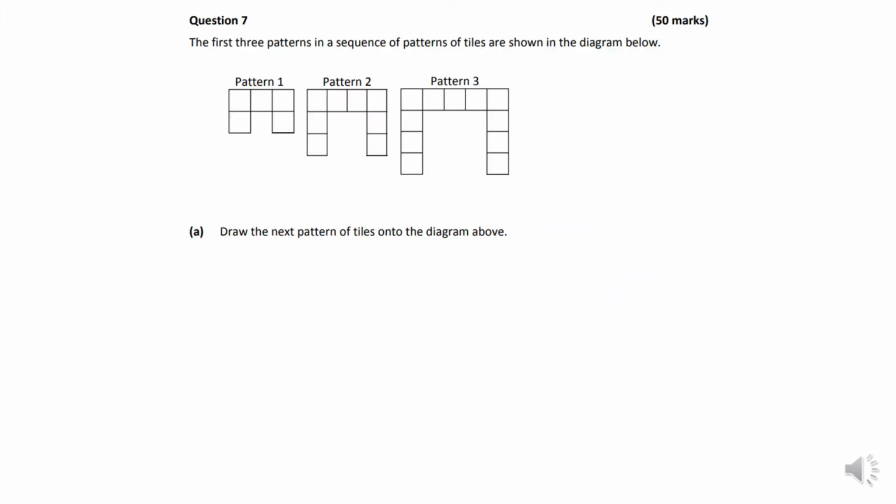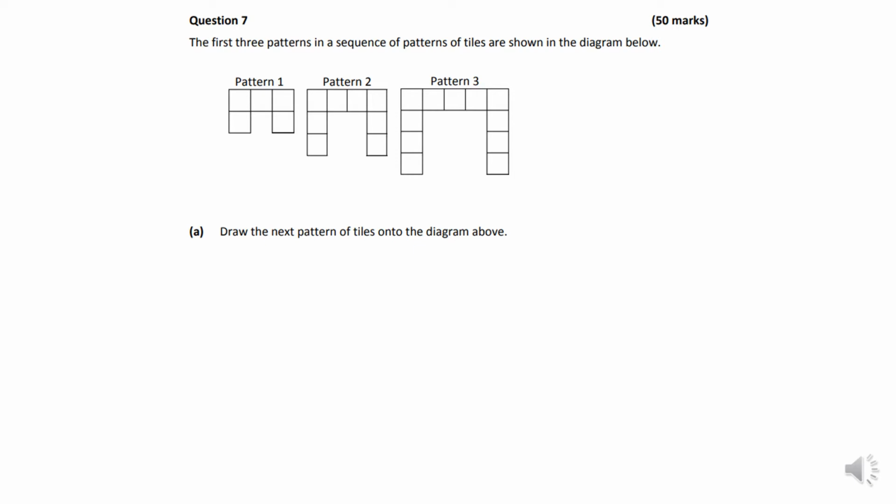And this is an exam question from section B of a paper worth 50 marks on sequences and series, or number patterns. So, the first three patterns in a sequence of patterns of tiles are shown in the diagram below. So we have pattern 1, pattern 2 and pattern 3. Draw the next pattern of tiles onto the diagram above.